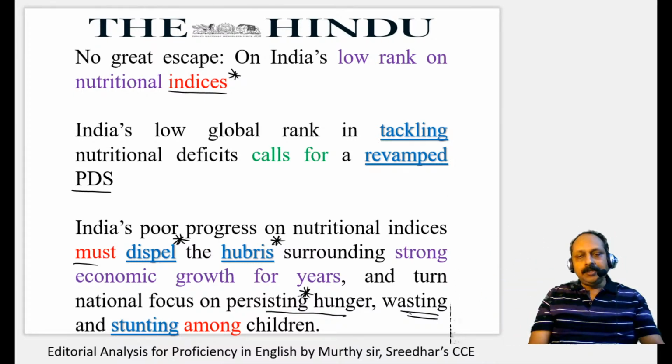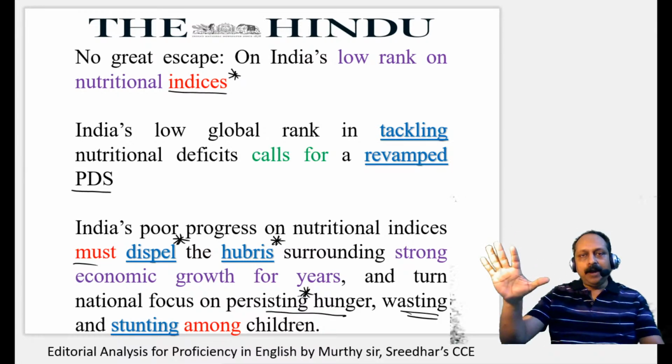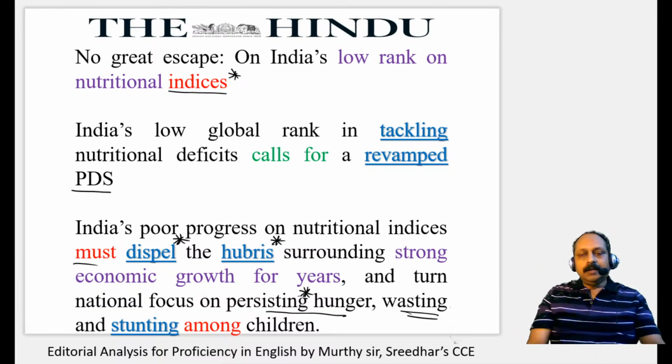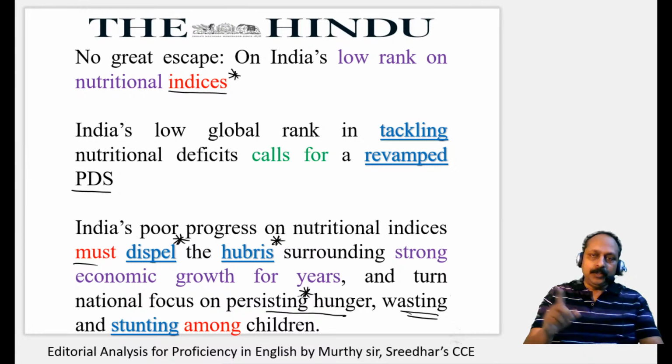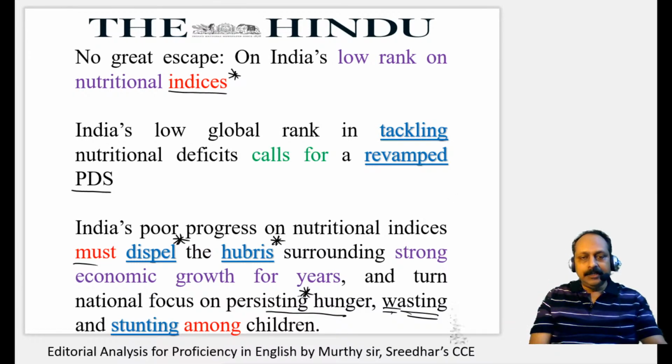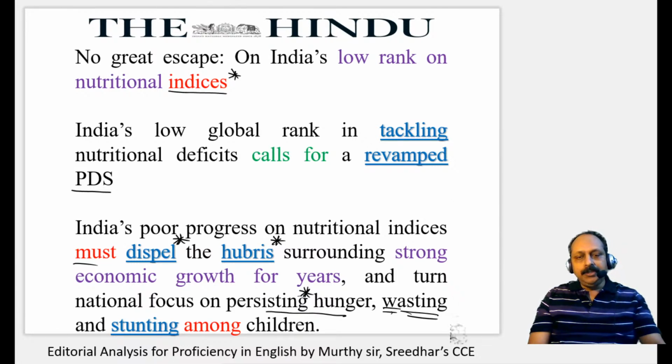And what is wasting? Low weight based on the height. Someone is 5 feet, he or she should have a particular weight. If he or she doesn't have that, then we use the word wasting. Wasting goes with weight, remember the letter W, weight according to the height. And stunting goes with height according to the age. So this editorial talks about these existing problems: hunger, wasting, and stunting among children.